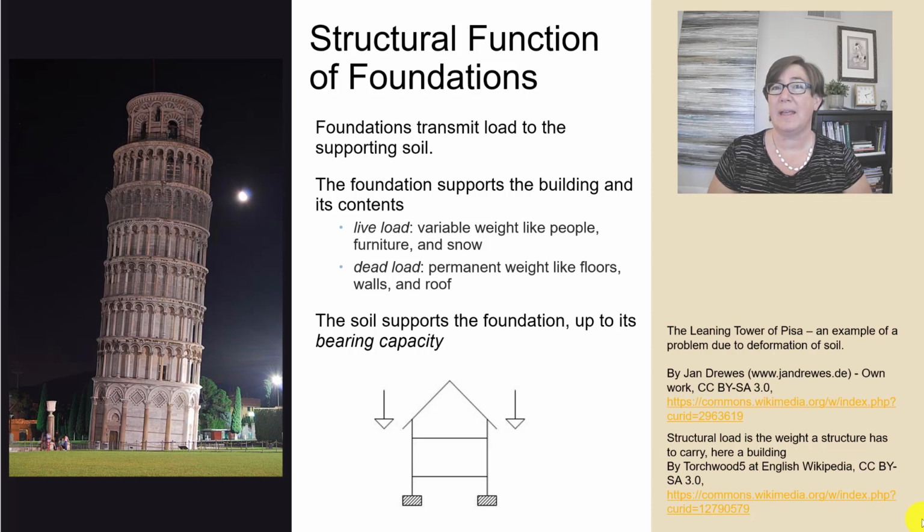Live load is any variable weight within the building. This can be people, furniture, equipment. It can also be snow. And dead load is permanent weight. This is going to be the floors, walls, roof of the building.